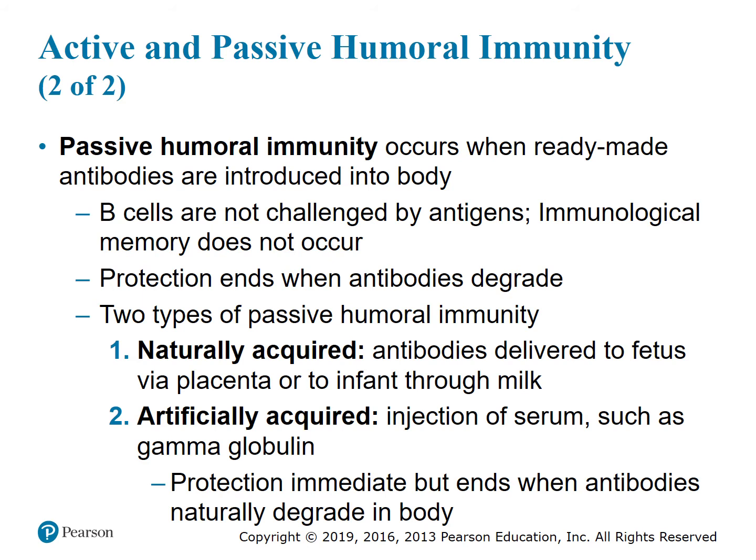The first one is called naturally acquired. It's when the antibodies are delivered to the fetus via the placenta or to the infant through breastfeeding. And the second one is artificially acquired. It's the injection of serum, such as gamma globulin, and the protection is immediate but ends when the antibodies naturally degrade in the body.